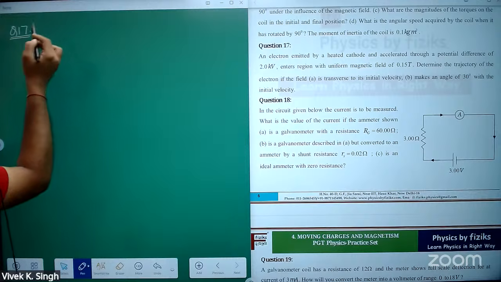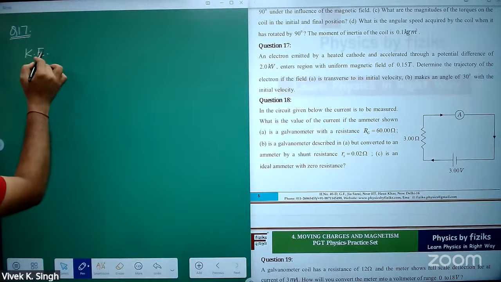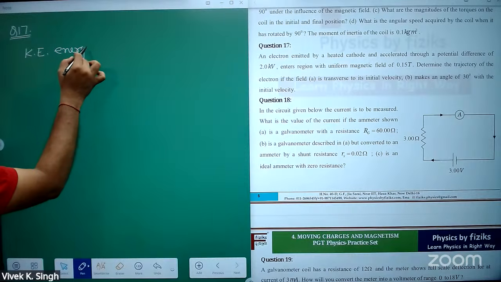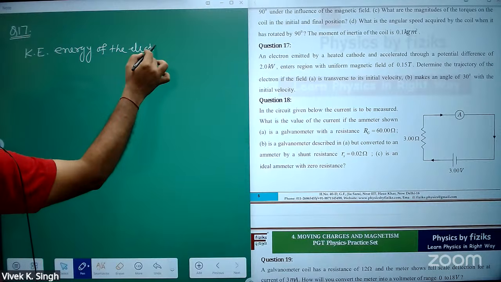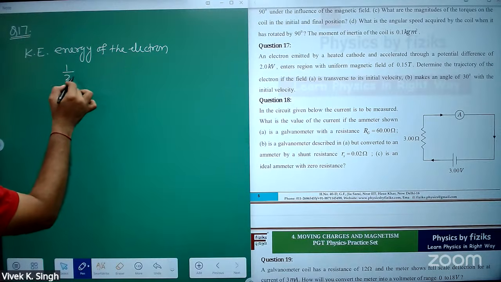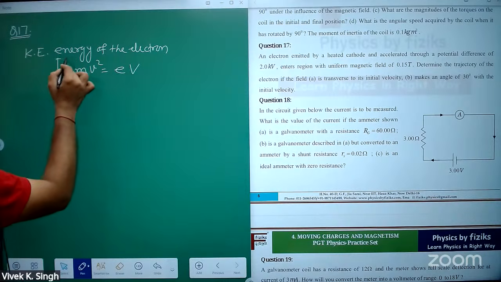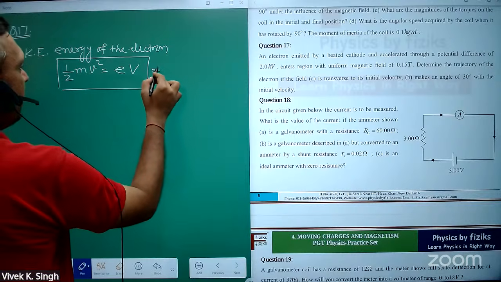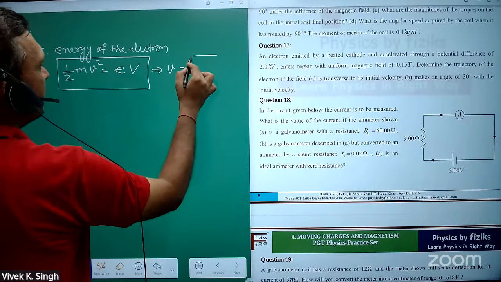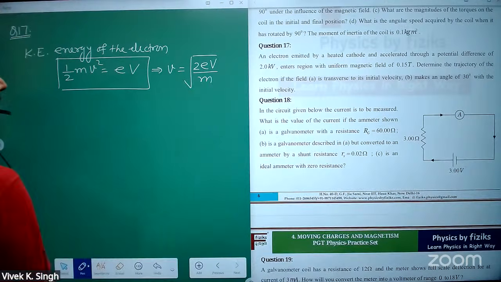So in the first part, what will be the kinetic energy of the electron? Energy of the electron is half mv square, and this is given as e into V, where V is the potential that is applied. So what will be the velocity gain? Velocity gain will be given by under root 2eV by m.